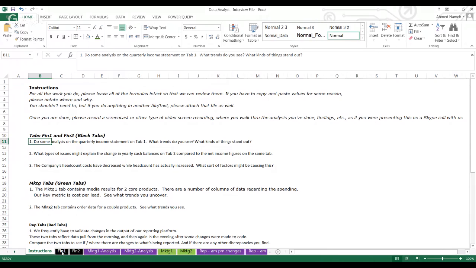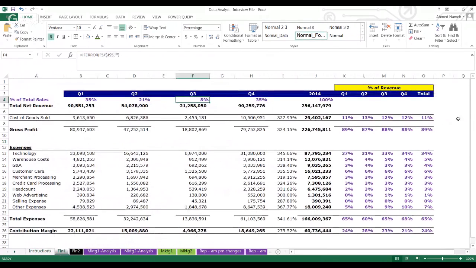So starting with the first exercise that deals with tabs 1 and 2. Question number 1: do some analysis on the quarterly income statement on tab 1. What trends do you see? What kinds of things stand out?